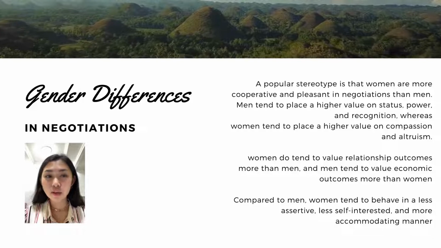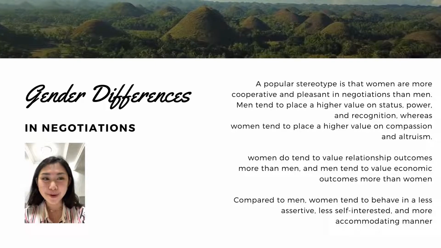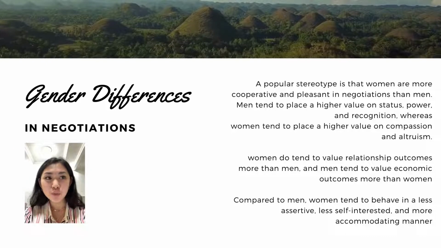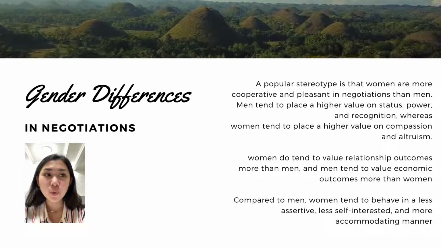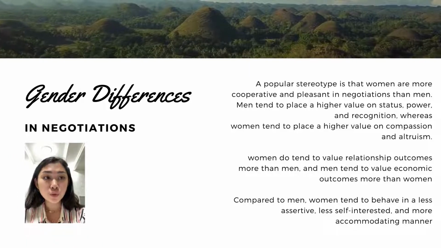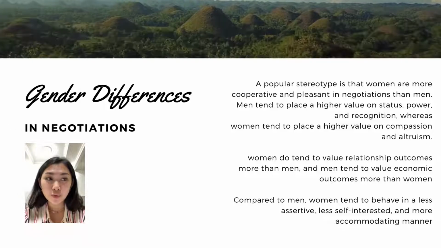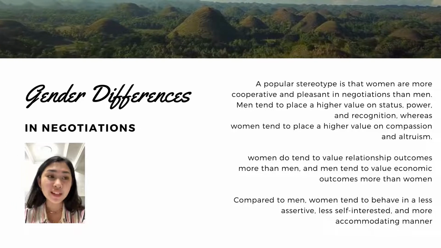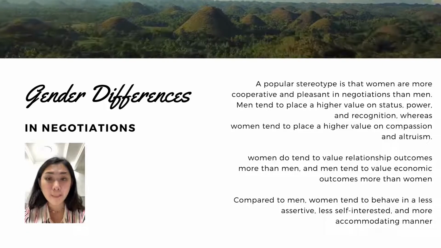So the last one that we're going to talk about is gender differences in negotiations. A popular stereotype is that women are more cooperative and pleasant in negotiations than men. Men tend to place a higher value on status, power, and recognition, whereas women tend to place a higher value on compassion and altruism. Women do tend to value relationship outcomes more than men, and men tend to value economic outcomes more than women. So compared to men, women tend to behave in a less assertive, less self-interested, and more accommodating manner.